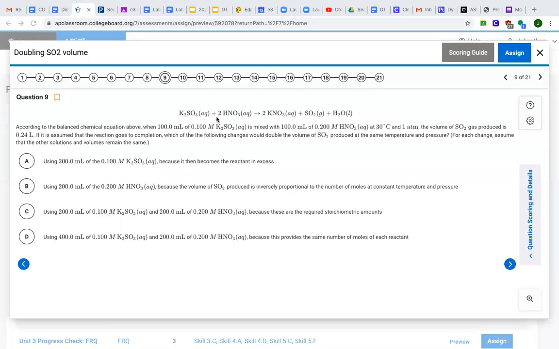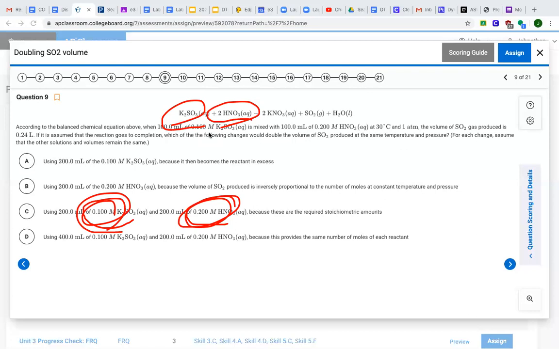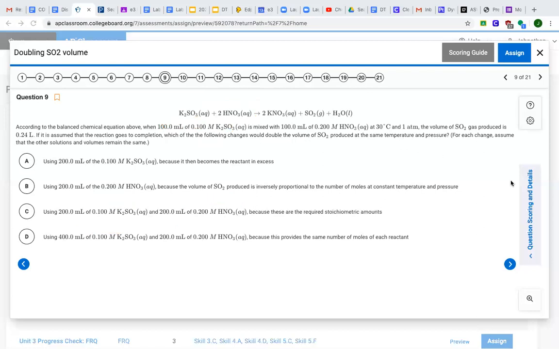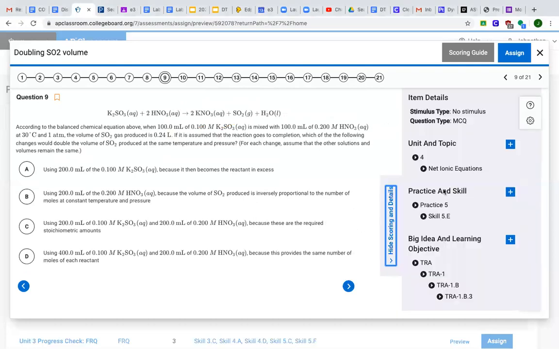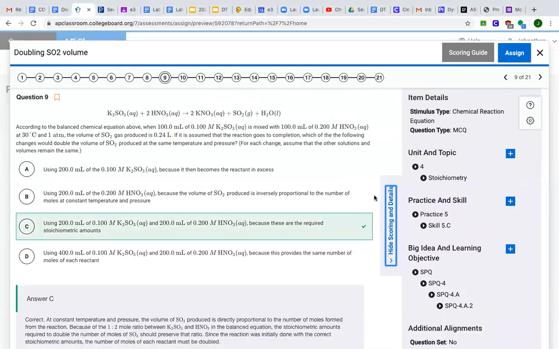Yeah, and you can see in the equation that you have a 2-to-1 molar ratio. So it makes sense that their concentrations are 2 over here to 1 over here. So doubling the volumes of both makes perfect sense. So that's why C is actually a really good answer choice. So the stoichiometry was done for us, or the concentrations were calculated for us. So C is correct. Any questions about that, scholars?